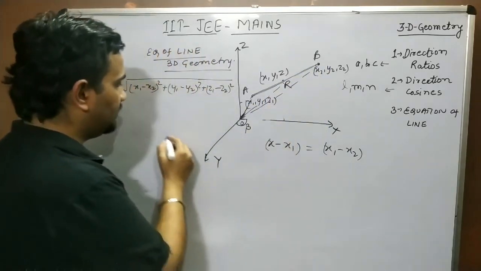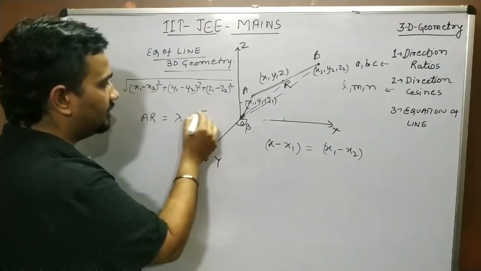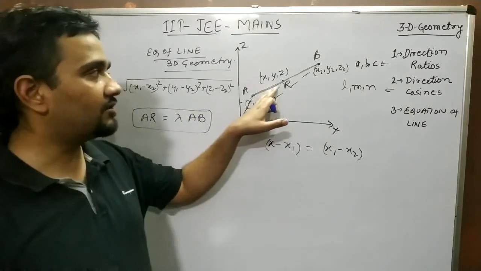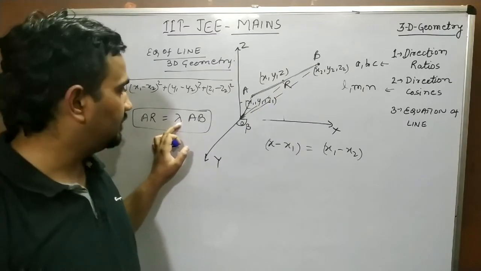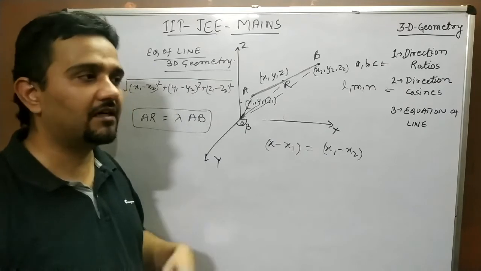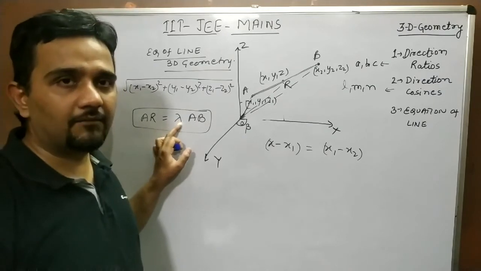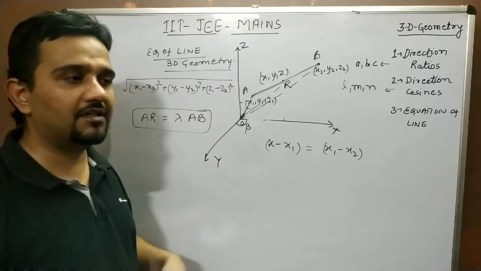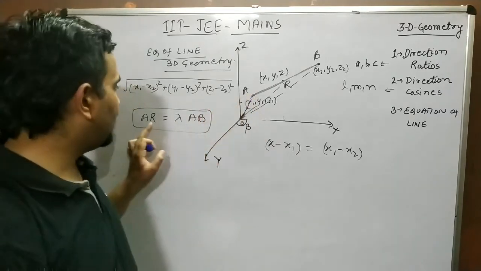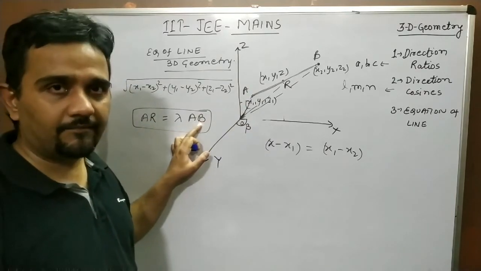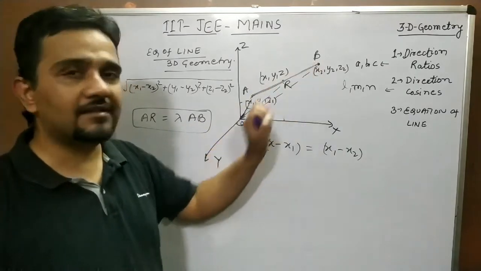So we can write AR as lambda times AB. This is the shorter length, and this is the greater length. Lambda is any arbitrary constant, whether plus or minus, whatever the value of lambda; it can be any integer, any fraction, any rational number. If we multiply AR with lambda, then we get AB, because they are in the same direction. So the direction of AR and AB is the same.